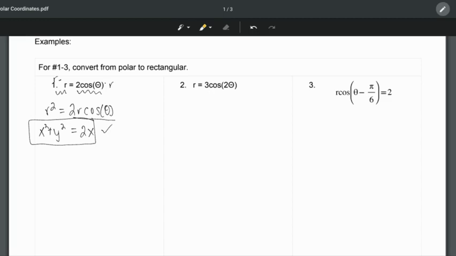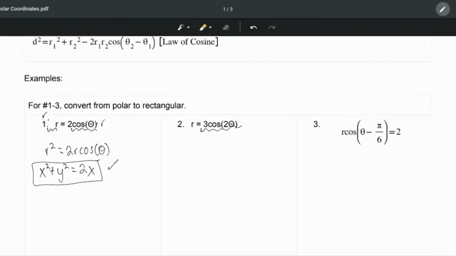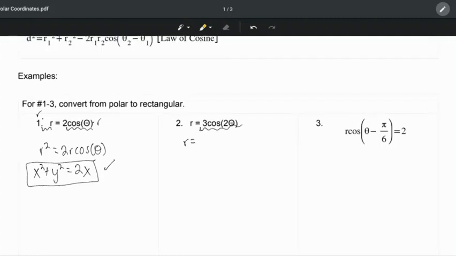If we look at our next one, we have a similar situation. We are going to multiply by r, but not yet because we have this double angle happening over here. So because we have this double angle with the cosine there, we are going to want to rewrite that using our double angle formula for cosine, which has us using r equals 3 times, and then the double angle formula for cosine that we'll use here, cosine squared minus sine squared theta. So when we distribute the 3, you see we have 3 cosine squared theta minus 3 sine squared theta.